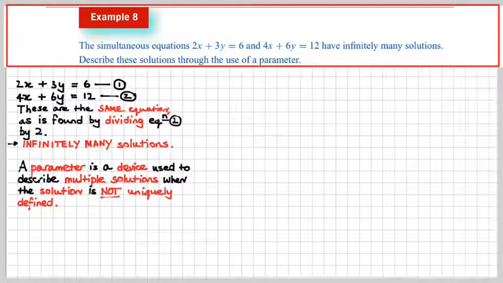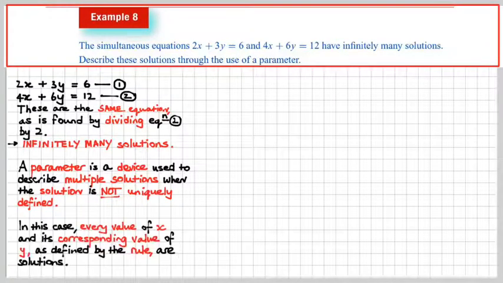Now, a parameter, ladies and gentlemen, this is often very poorly understood. The calculator spits out these parameters and confuses everybody no end. A parameter is simply a device used to describe multiple solutions when the solution is not uniquely defined, all right? In this case, every value of x and its corresponding value of y, as defined by the rule, and there is only one rule there, are solutions, right?